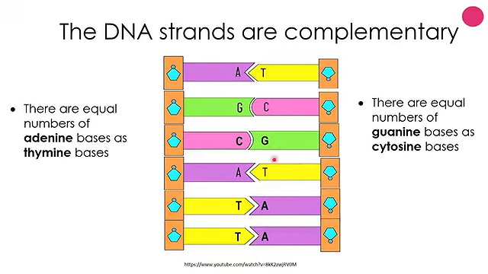One last concept that I want to just clarify is that the amount of adenine bases and thymine bases will always be equal. So if we have 1, 2, 3, 4 bases of adenine, then there needs to be 4 thymine bases as well. Since they are complementary, we have equal numbers of adenine and thymine bases and equal numbers of cytosine and guanine bases.